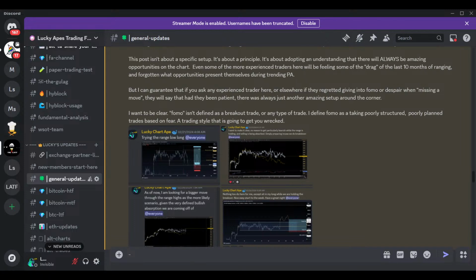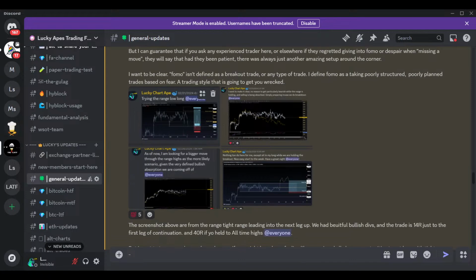I want to be clear, FOMO isn't defined as a breakout trade or any type of trade. I define FOMO as taking poorly structured, poorly planned trades based on fear, right? FOMO stands for the fear of missing out. You're making an emotional decision, a trading style that is going to get wrecked.